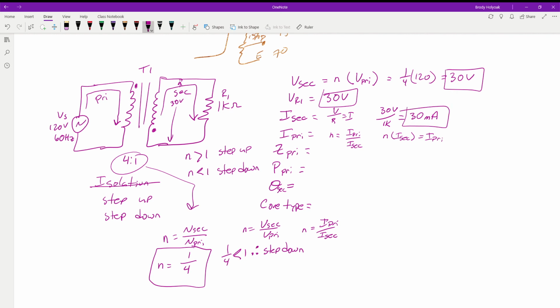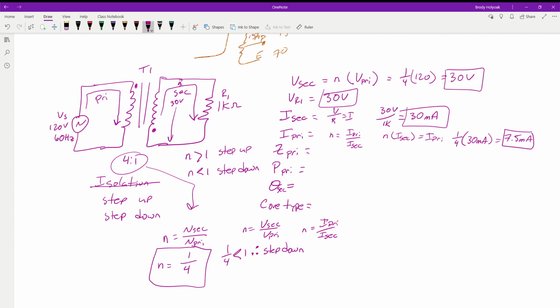Okay, so now to solve for that, we just plug in our values. We have 1/4 times 30 milliamps, which is equal to 7.5 milliamps. So that's how much current we have flowing in our primary. We have 7.5 milliamps in our primary with 120 volts. In our secondary, we have 30 volts with 30 milliamps flowing through it. So we can quickly calculate those.